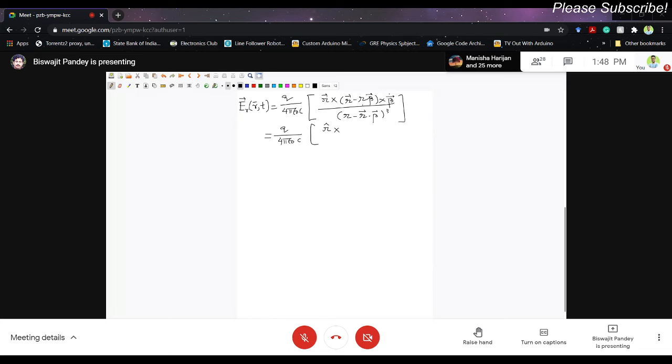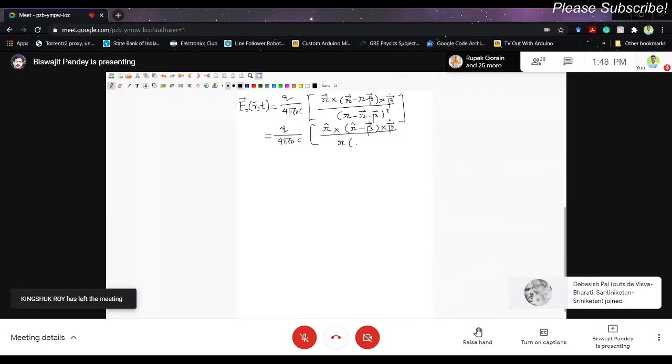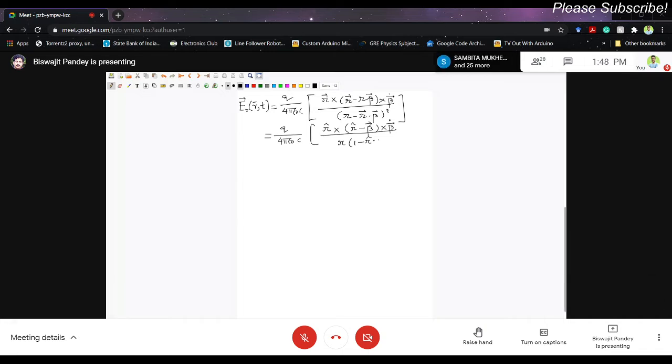R cap cross, and if I take another r outside here, this is r times (1 minus r cap). So 4 pi epsilon 0 r, r cap into (r cap minus beta) cross beta dot, divided by r, 1 minus r cap dot beta whole cube. So this is the electric field.